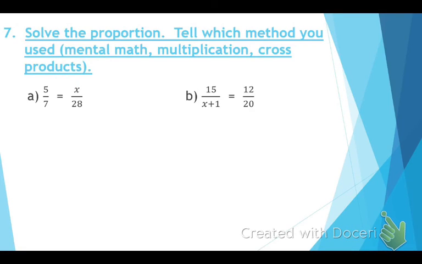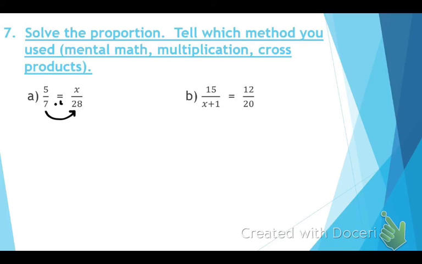All right, let's look at the next one. It says to solve the proportion and tell which method you used. Mental math doesn't work every time, but I want us to see if it happens to work this time. So let's think about this. This was from our flipped classroom we had yesterday. We know the first fraction, so we are working toward the second fraction. On the bottom, do you guys know how I would get from a 7 to a 28? What's the missing link? Multiply by 4.